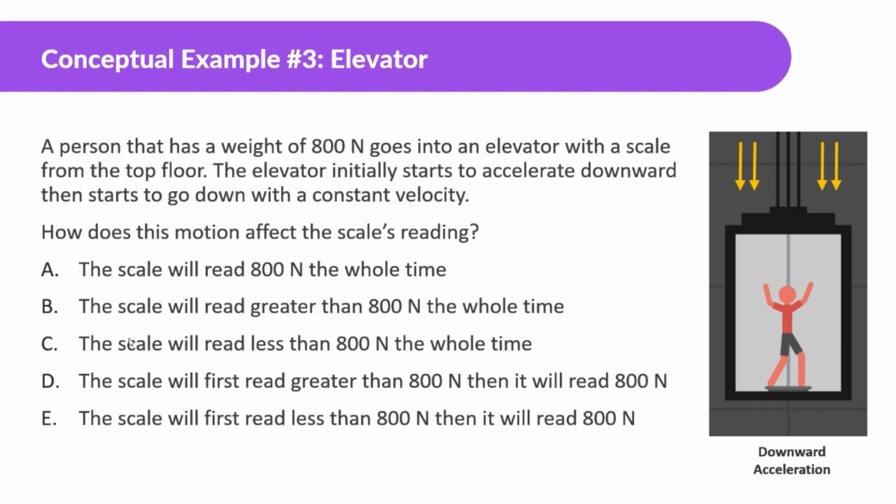A person that has a weight of 800 newtons goes into an elevator with the scale from the top. The elevator initially starts to accelerate downward, then starts to go down with a constant velocity. How does this motion affect the scale's reading?